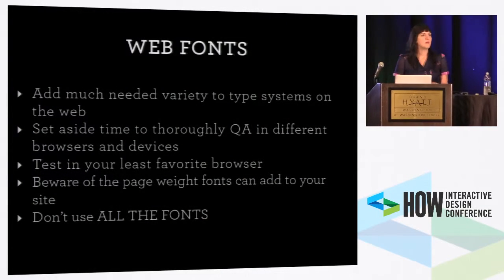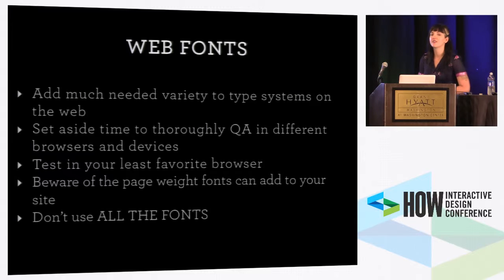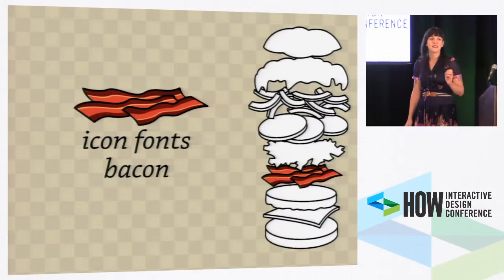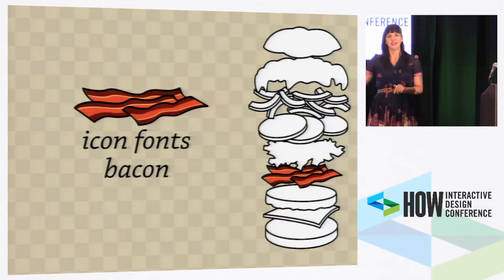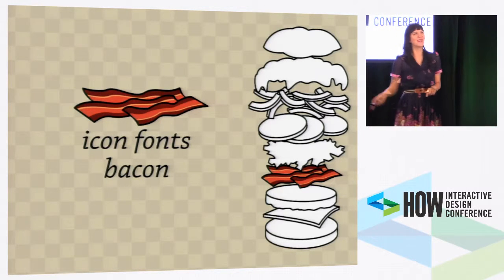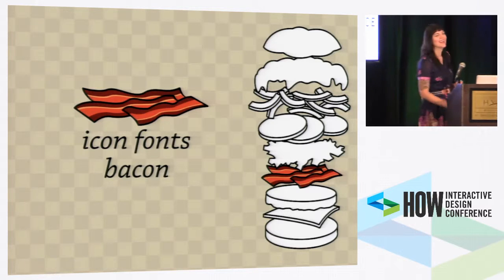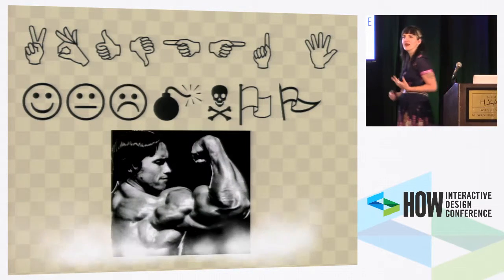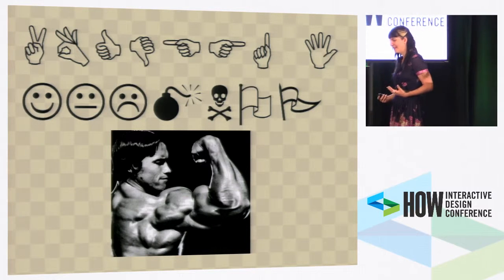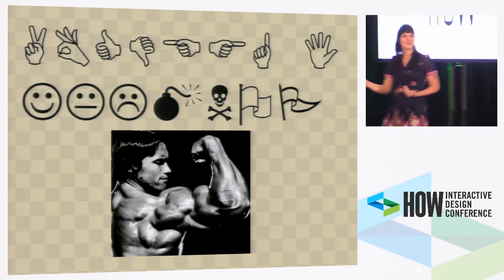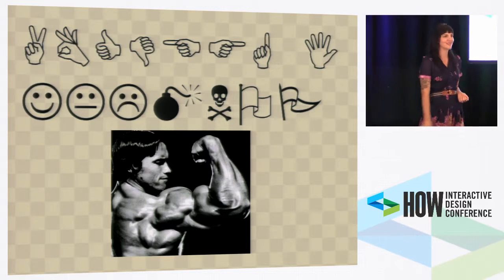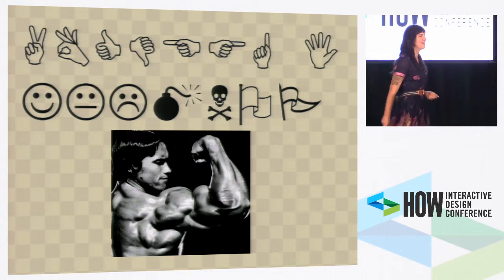And with the success of web fonts, it's no surprise that icon fonts have gained a lot of popularity. I love icon fonts. That's why they get the bacon level, because I'm told that bacon's the best level. Icon fonts are essentially like Wingdings on steroids. I am not saying Arnold Schwarzenegger is on steroids, but I am saying that Arnold Schwarzenegger could knock a Wingding in its face. Be an exciting new movie.